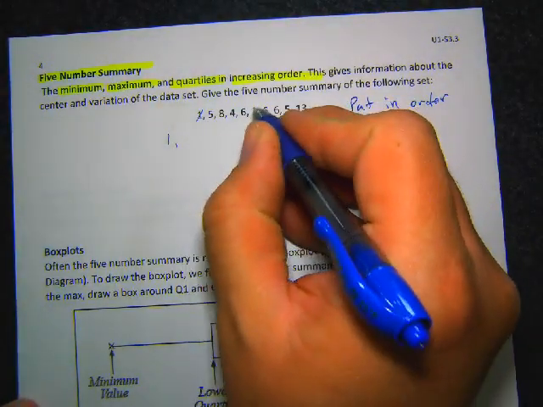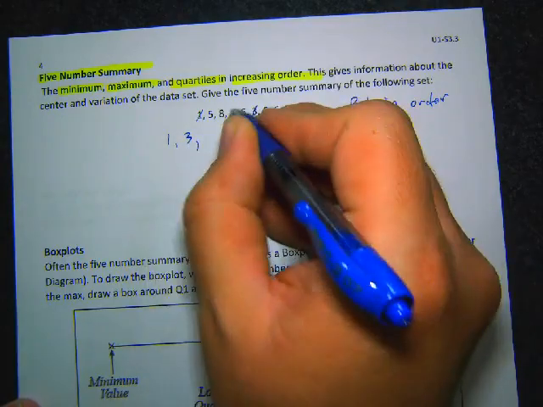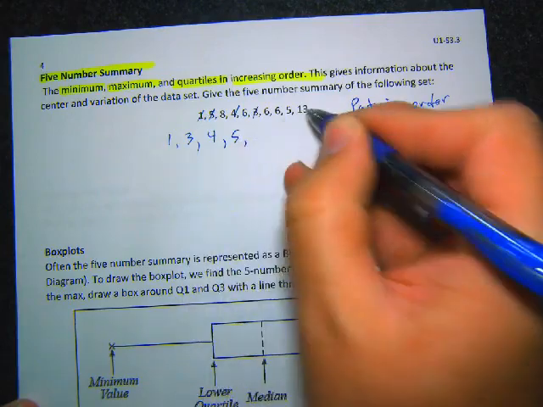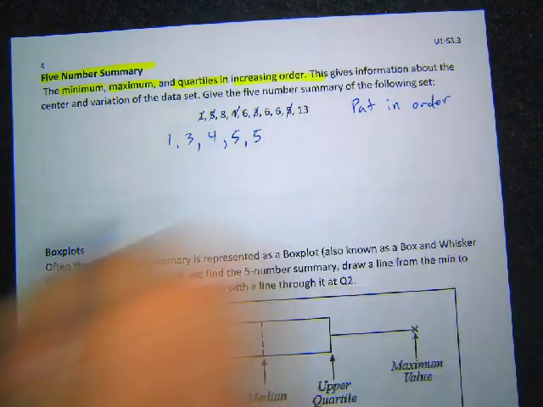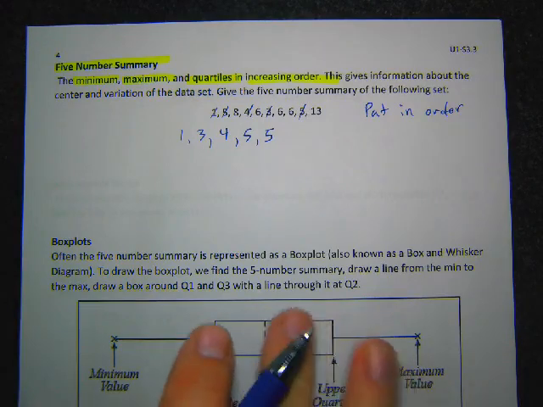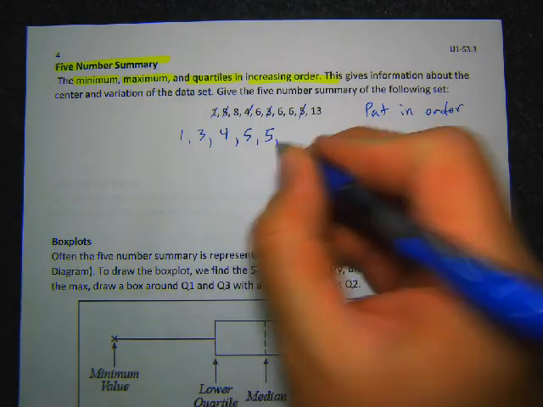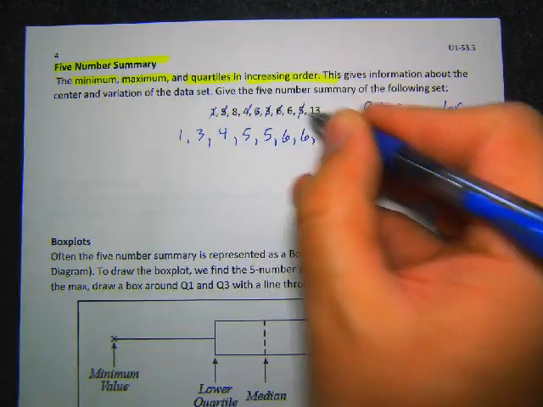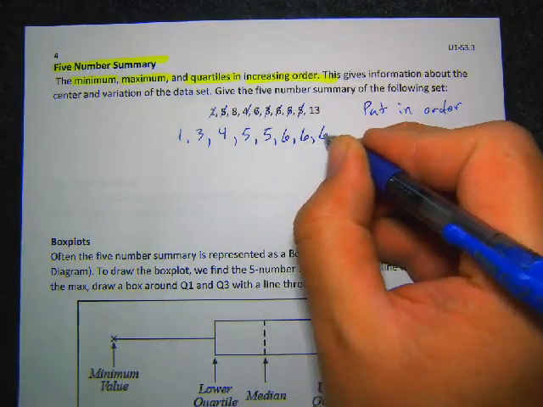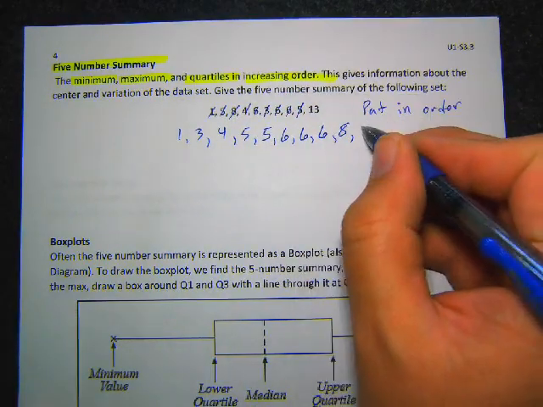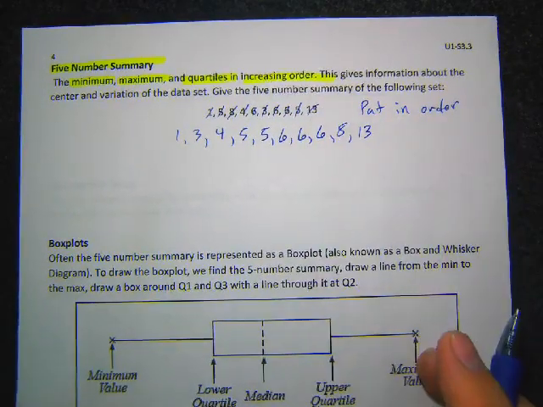So we got 1, 3, 4, 5. But now you have no excuse. If you're doing the homework and you get it wrong because you didn't put it in order, I showed you what you have to do, so hopefully you'll remember. Put it in order first. 6, so 3 of them. We got 8, and 13. Okay, now it's in order.